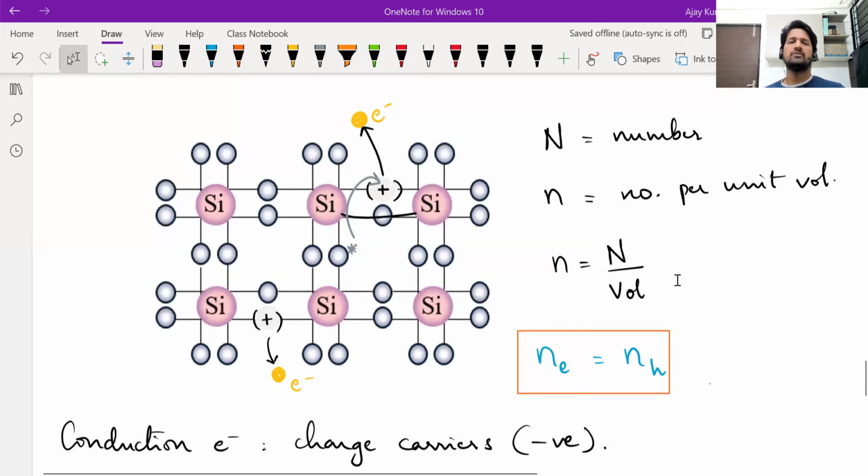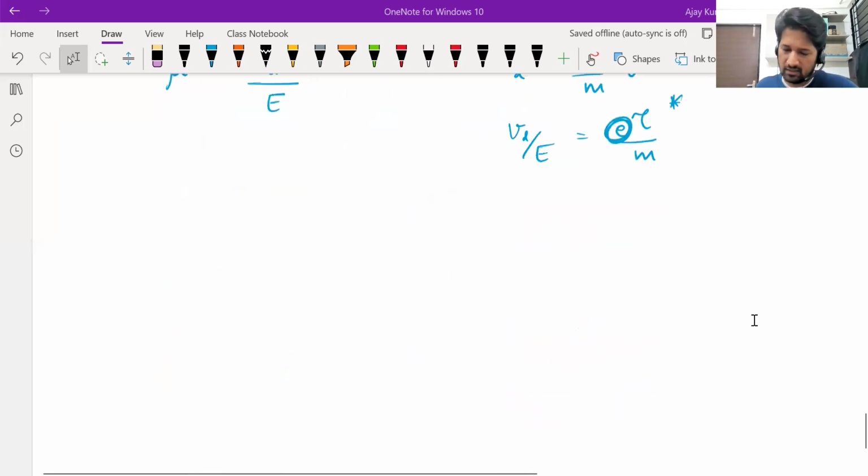Now, the actual application of semiconductors is that semiconductors are interesting materials because you can adjust their conductivity. How to adjust conductivity? You should increase the charge carrier concentration. You can increase conduction electron concentration, or you can increase hole concentration. How is that done? That is done by a process called doping.